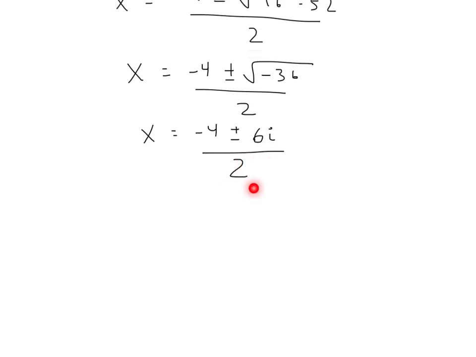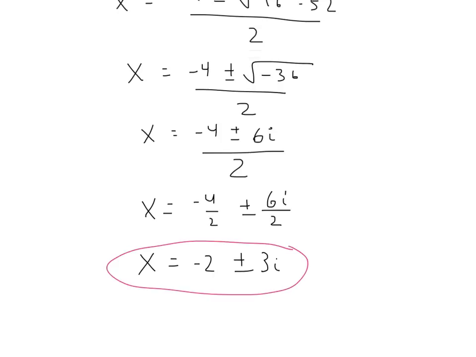Okay. All right, now how do we simplify this? I want you to realize here that both the -4 and this 6i are being divided by 2. So essentially, this becomes -4 divided by 2 plus or minus 6i divided by 2. Or we can simplify that as -2 plus or minus 3i. And that right there is our answer.